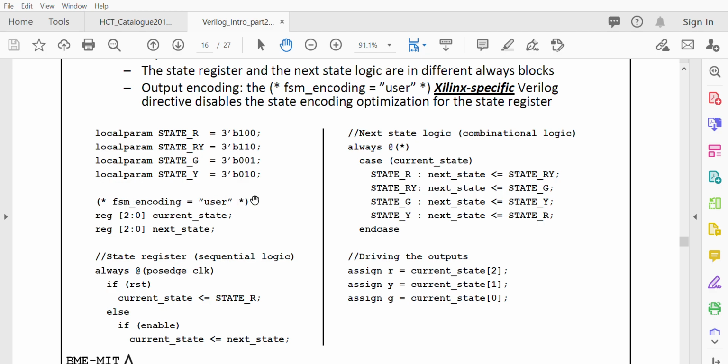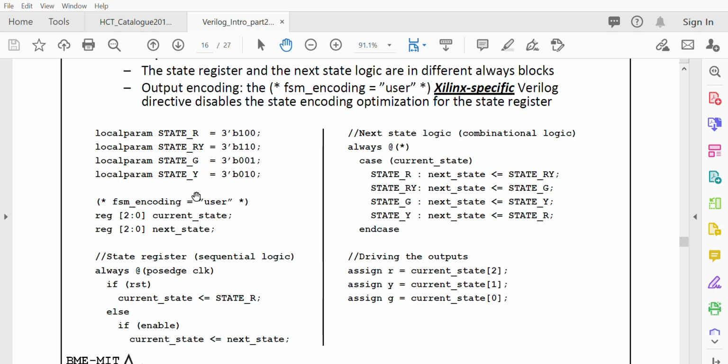So this is FSM encoding. This is a directive, a Xilinx directive. What does it mean? This is going to disable the state encoding. Everything else is the same. The only difference is here. Why? Because if we force the states to be 3 bits, then it's easy to have 3 bits representing RGB, red, yellow, and green. RYG. So R is the first one. So here it's very easy.